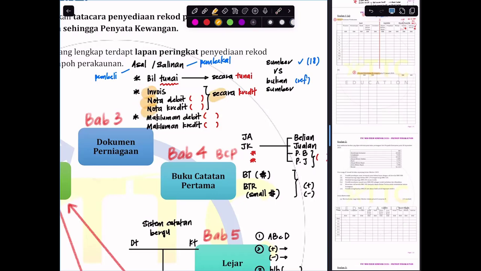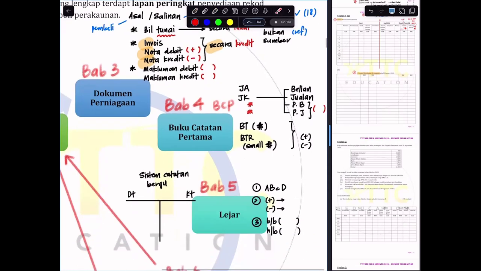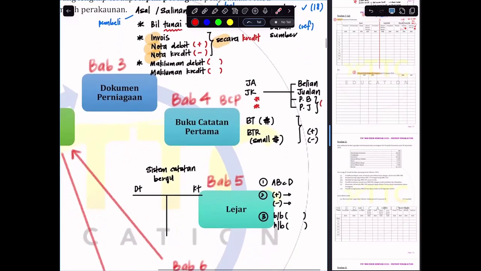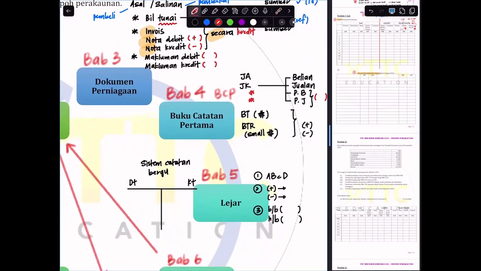Okay, now nota debit adds or minuses, especially for those who attended the class before. Nota debit is to add, nota credit is to minus. Why? Then we will need to relate it to the system Triton Bergu in chapter 5, so I jump a little bit. For system Triton Bergu, Bergu means two times. What is meant by two times? Because system Triton Bergu actually splits the account into left and right hand side, split into a T shape. T shape means yes, you need to record two times.